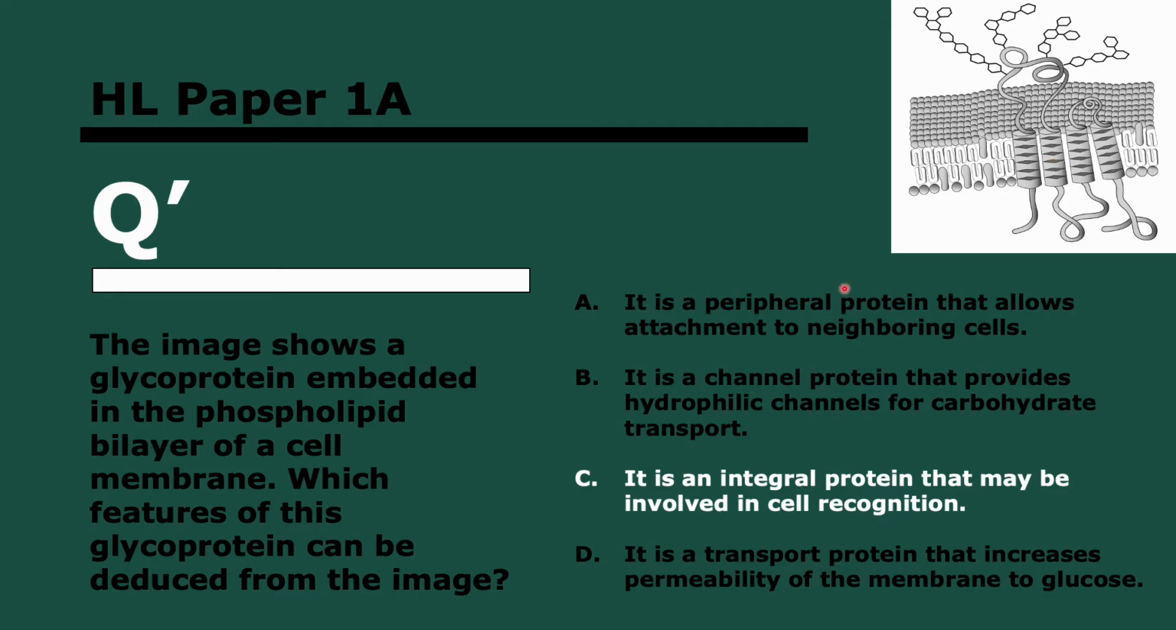And then Y is being correct because you can't really see it being a channel protein, right? You can't really tell that from the image. There doesn't seem to be a channel in there. And same thing with D. Again, a transport protein that increases permeability to glucose, you can't tell that from the figure. However, it may be involved in cell recognition. We don't know for sure, but it may be, right? And that's something you can tell from the image. So always be cautious. IB is really, really annoying with the wording sometimes. So you have to be really careful.